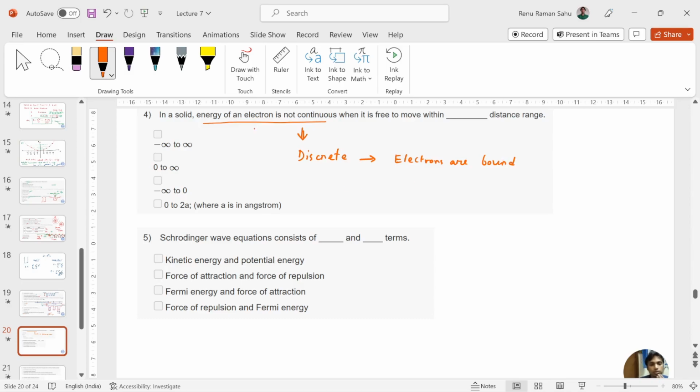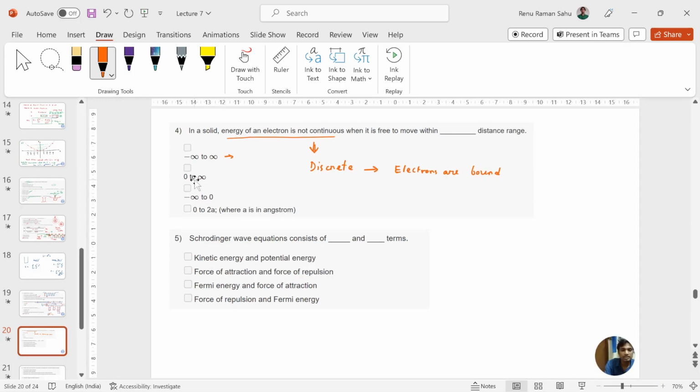When it is bound, from these conditions, can you say it is bound? It is free to move within the distance minus infinity to infinity. That means it can move around freely, the entire range. Is it bound? Not bound. What about 0 to infinity, is it confined or not? No, it is also not confined. Only 0 to 2a. The thing is, it is confined. As long as confinement is there, there is discretization. Okay. What about the fifth question?